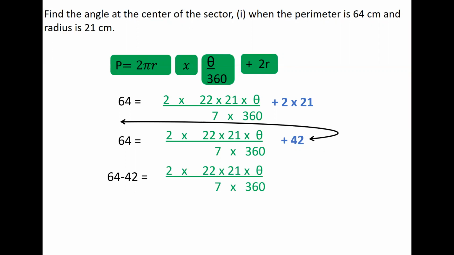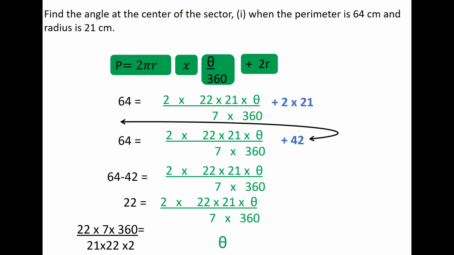2 into 2 pi r theta over 360. Okay, 2 pi r theta over 360. So you take 22 here. You take the theta to this side and move everything else to the other side, over 360.